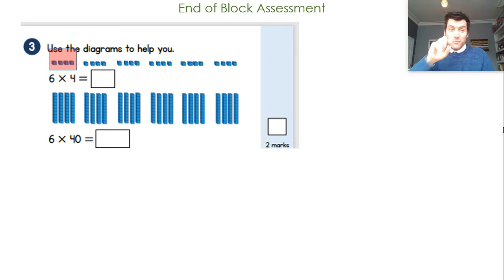If not, I can do it by just going 4 plus 4 is 8. 8 plus 4 is 12. 12 plus 4 is 16. 16 plus 4 is 20. 20 plus 4 is 24. So I know that 6 times 4 is 24.